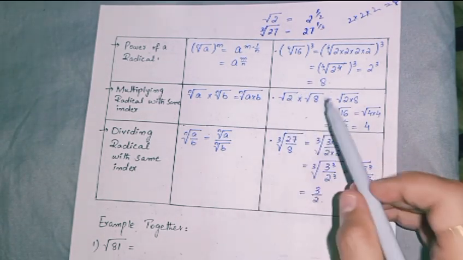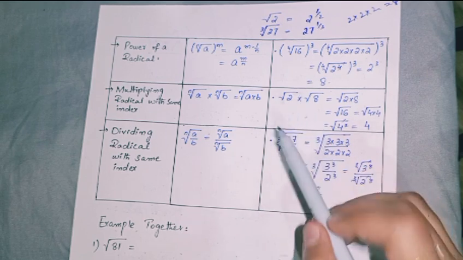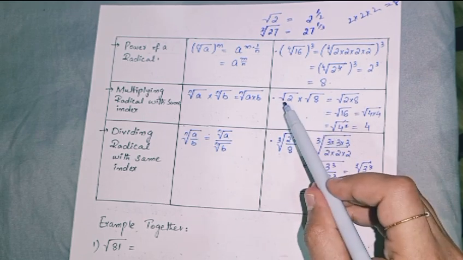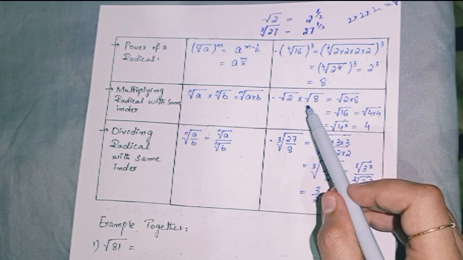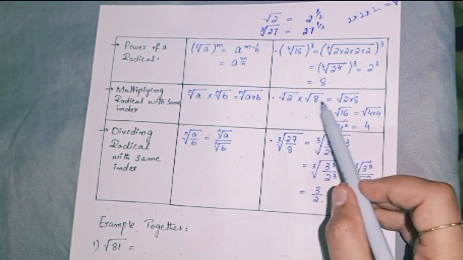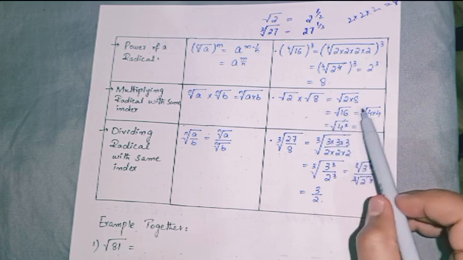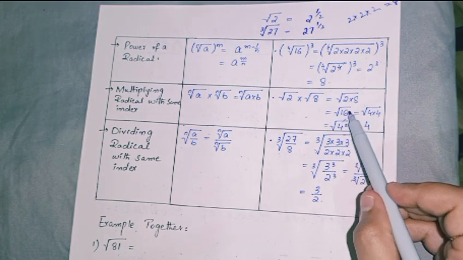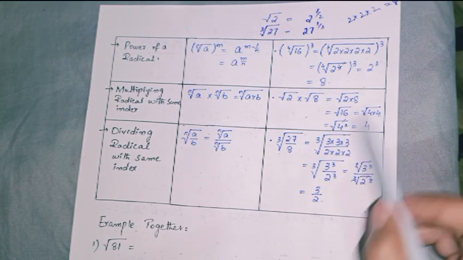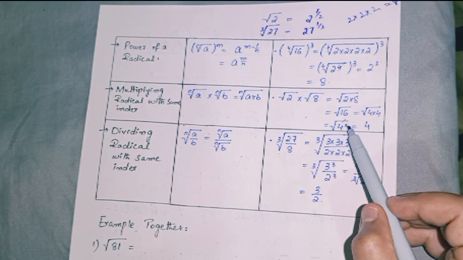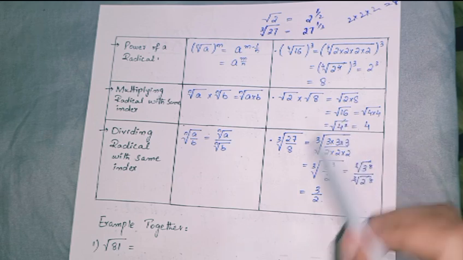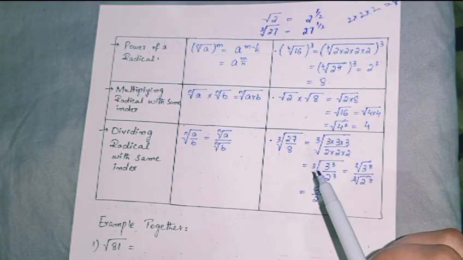So how can you solve this example where you have a square root? Both the roots are the same. This is a square root and this is also a square root, just the values are different. So you have to take the product of 2 into 8. It will be 16 in the square root. Then the factors of 16 will be 4 into 4, which is 4 to the power 2. You can simply cancel out this square with the square root and you will get 4.